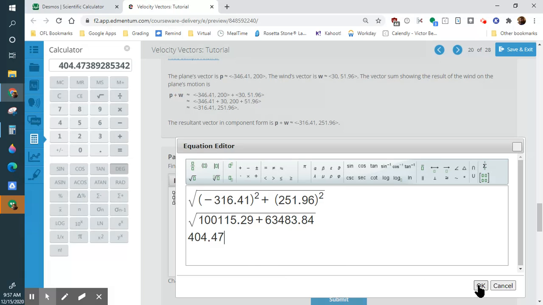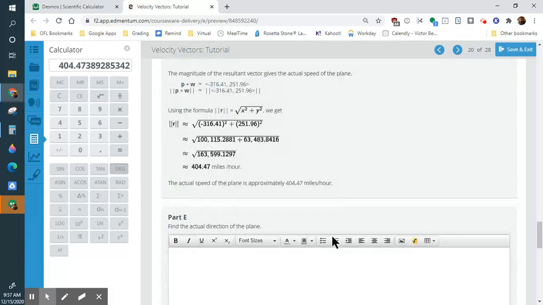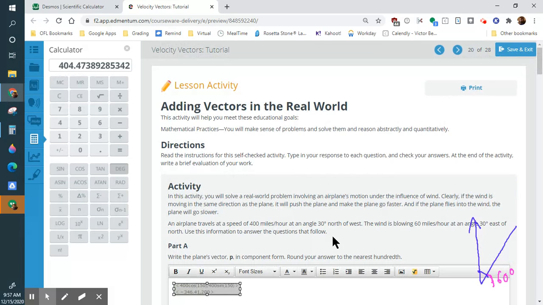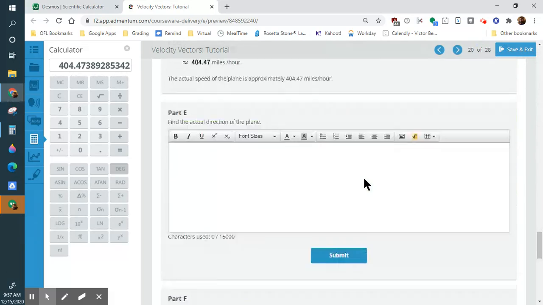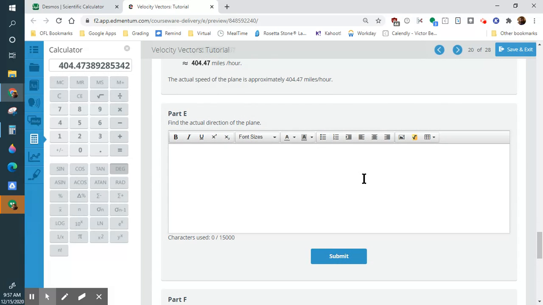So you can see the wind's actually giving it a little bit of a boost. If we look at the plane itself, we said it was only going 400. Because the wind's blowing north as well, it's giving it that bit of a boost. That's why, remember when I said if you add the vectors together, it's always going to be smaller than if you did it together. But find the actual direction of the plane.